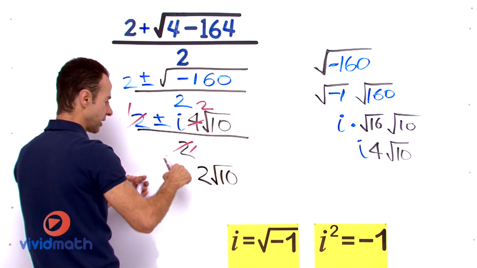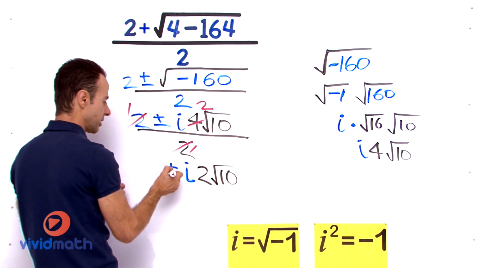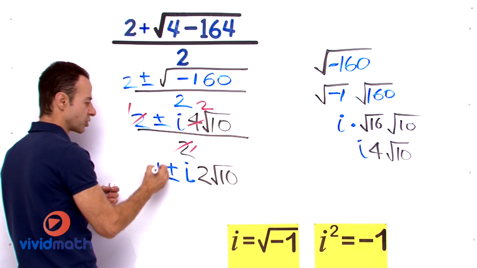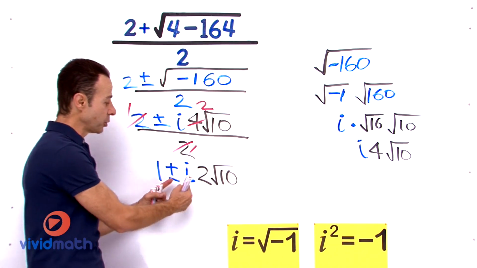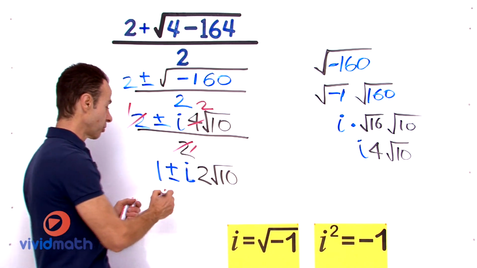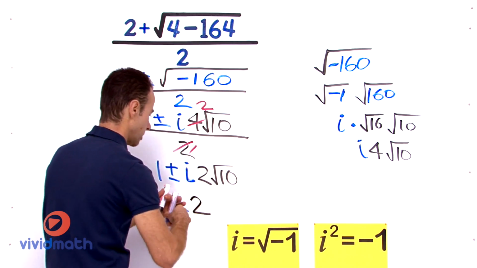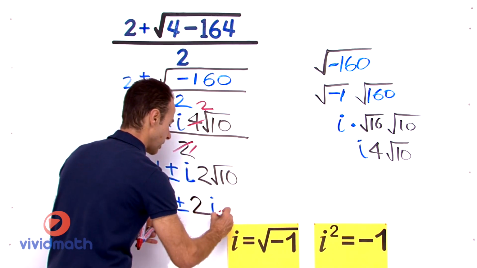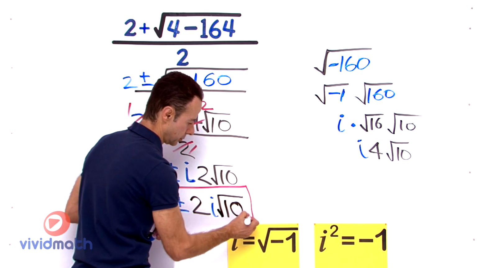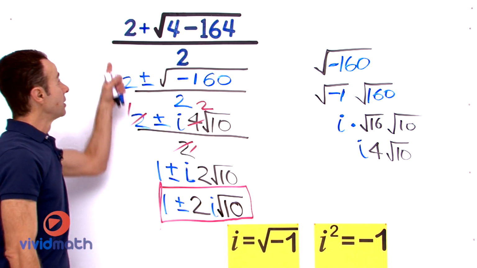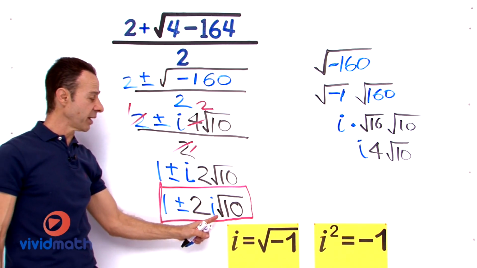2 root 10 there. Let's bring down the i. The i stays the same. And we got plus or minus, bring that down, and that 2 turned into a 1, so it's 1 plus or minus i, 2 root 10, that's correct. I like to put the i after the 2 in front of the radical, so it'll be 1 plus or minus 2i, the square root of 10. Okay, simplifying this expression using complex numbers comes down to 1 plus or minus 2i root 10.